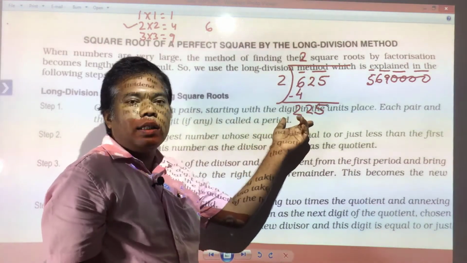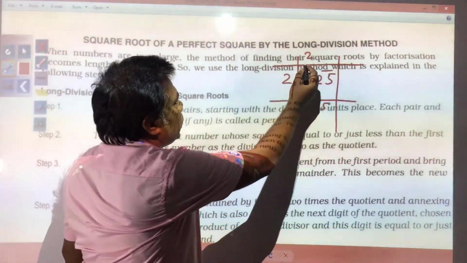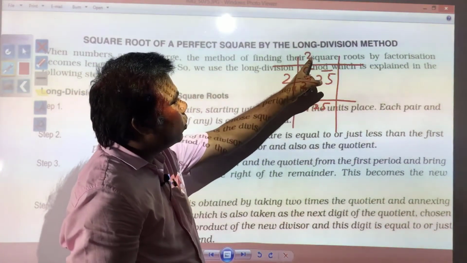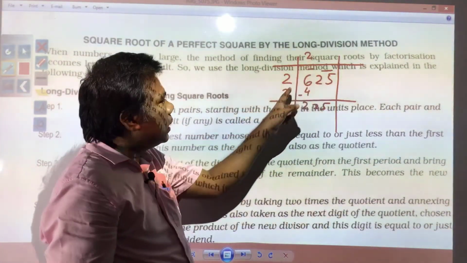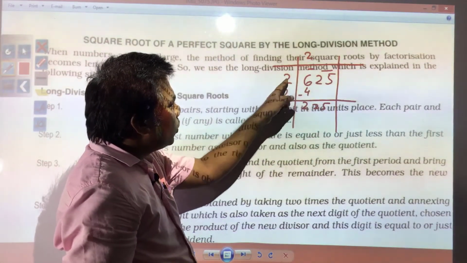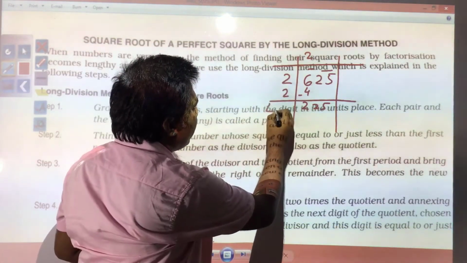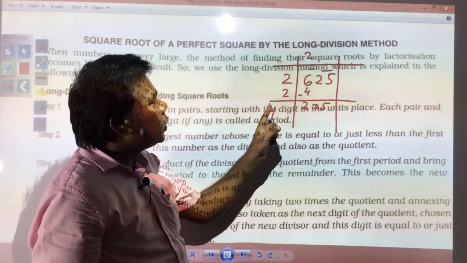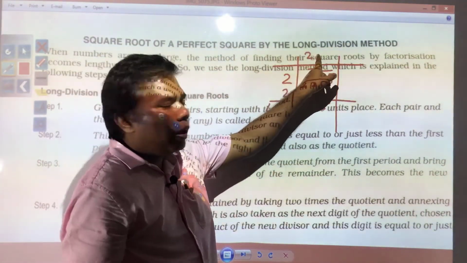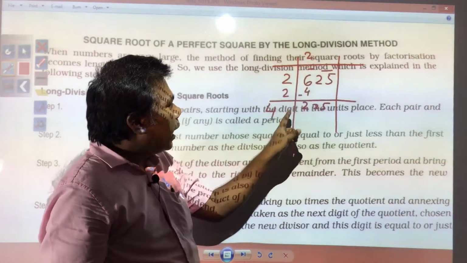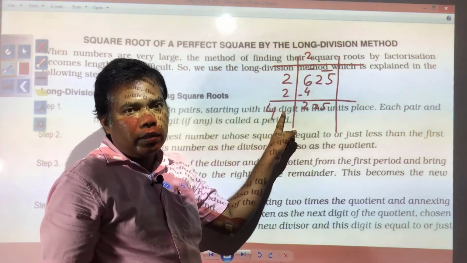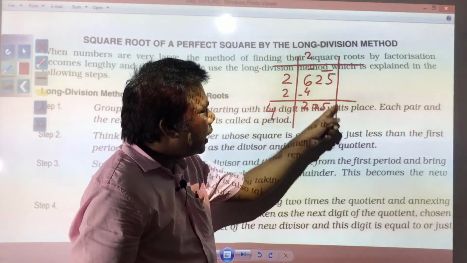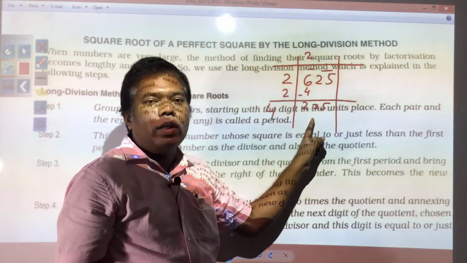Again the same thing is required to be repeated. This 2, what you have got in the quotient, is required to be added on this. So, you will get 4. Now, what we should think is what number should be kept in the place of quotient and here at the divisor, so that if you multiply you get near about the dividend or equal to the dividend.